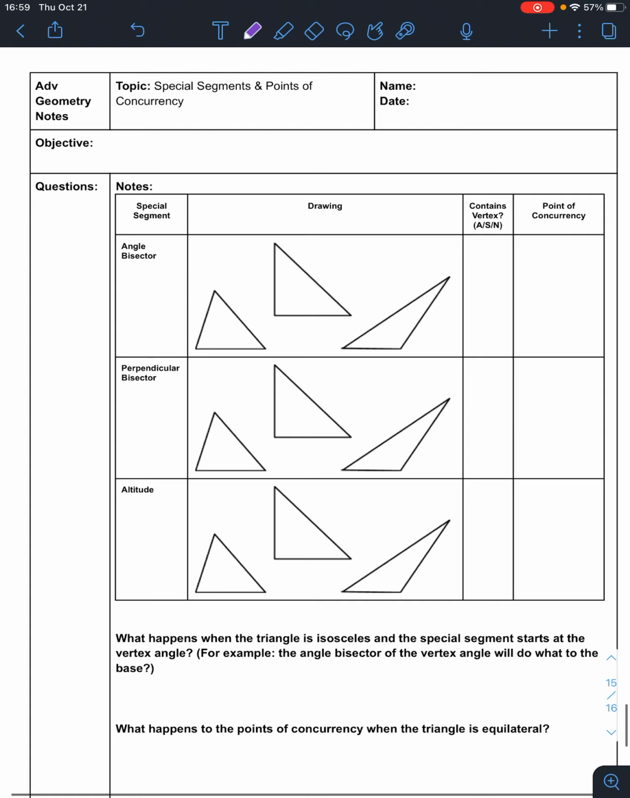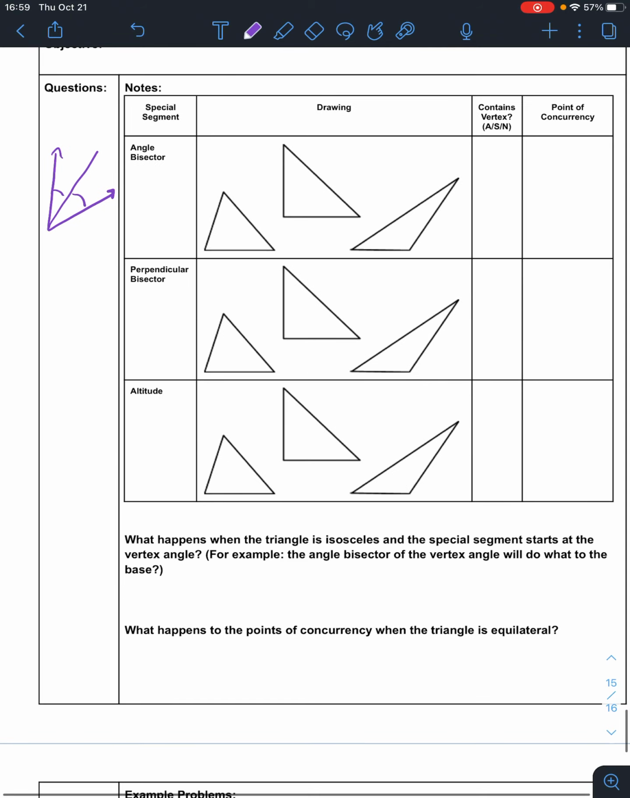Just a quick reminder, an angle bisector is a line, ray, or segment that cuts an angle into two equal pieces. A perpendicular bisector is a line, ray, or segment that cuts through another segment and does two things. It bisects it, so it cuts it in half, and it does it at a right angle. Perpendicular means lines that intersect at right angles. And then we have an altitude.